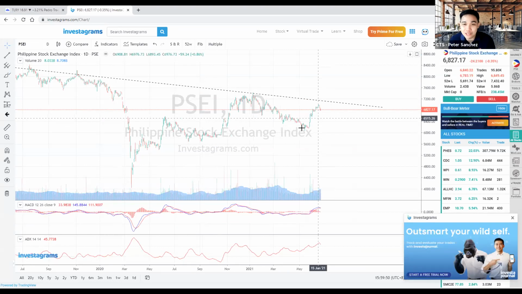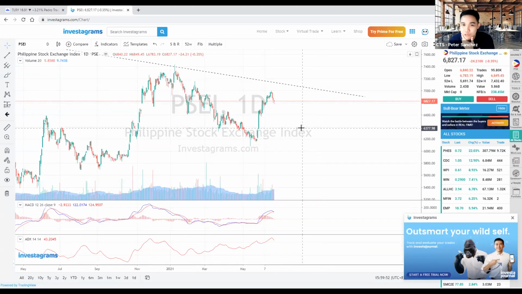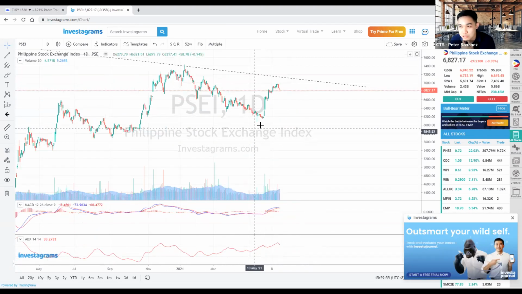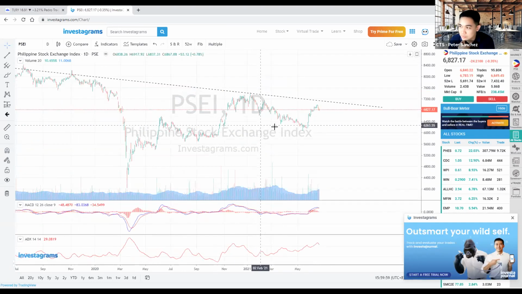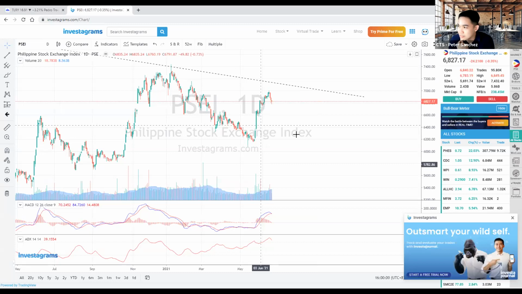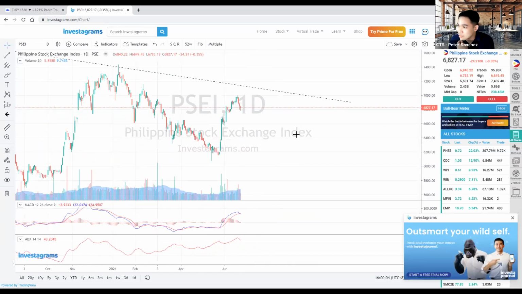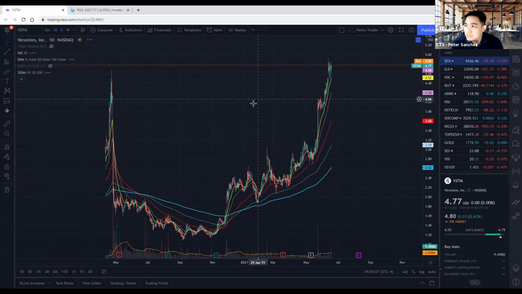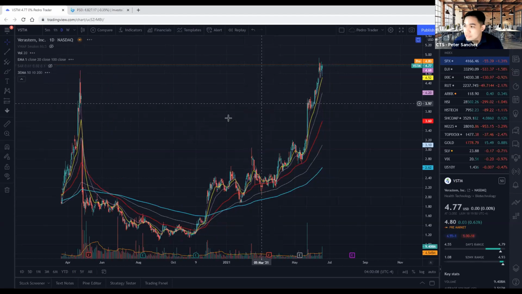Again, you have to tie in. Pagdating na sa mga indices na tulad nito, it's best to tie in with macro for a better perspective. Okay? Okay, VSTM, USD. Uy. Ito, VSTM.